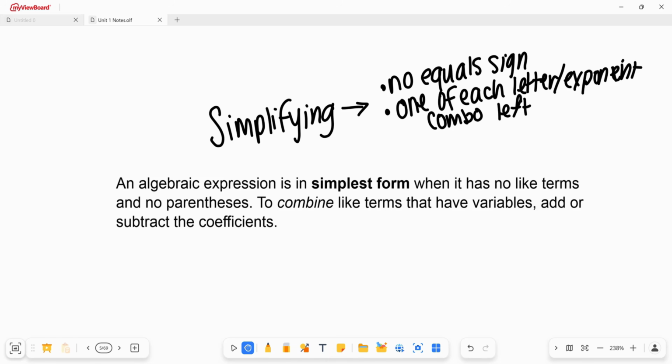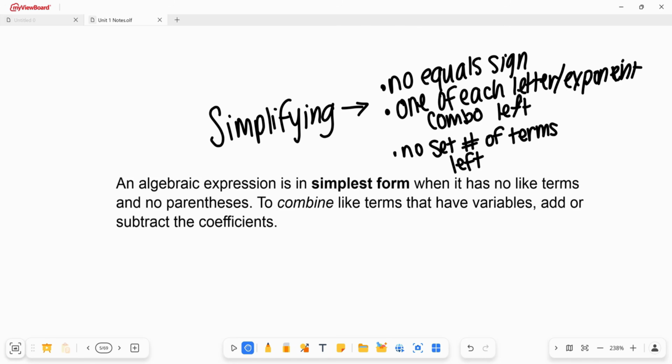Okay, so there is one of each letter exponent combo left, and there's no limit on the number of terms that you have left. Like I could simplify it all the way down to 1 term if the conditions are right for it, or I might start with 5 terms and I can only simplify it down to 4. So there's no set number on how small you have to get it. Okay, so that's the difference.